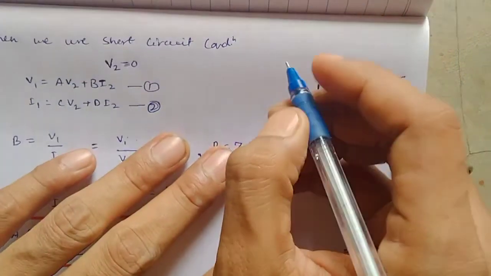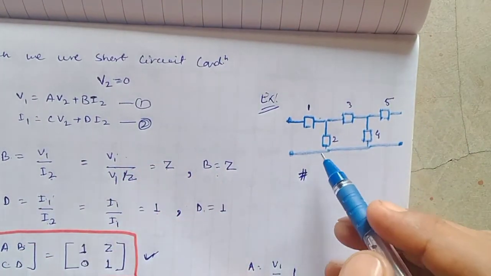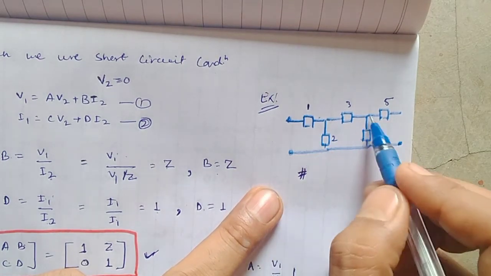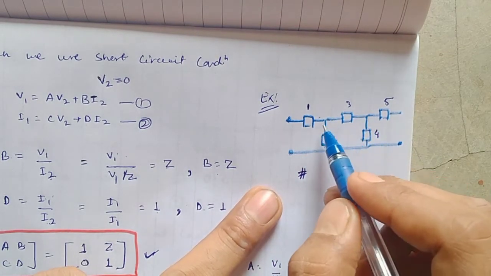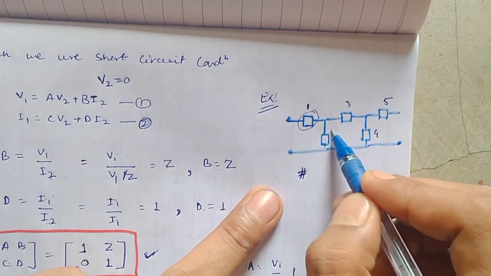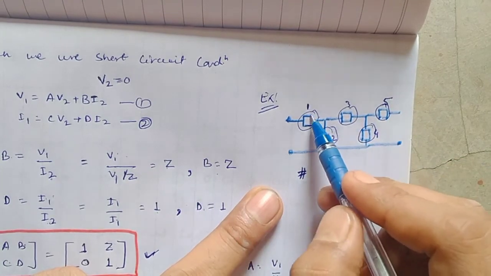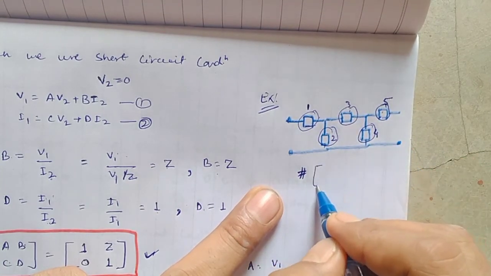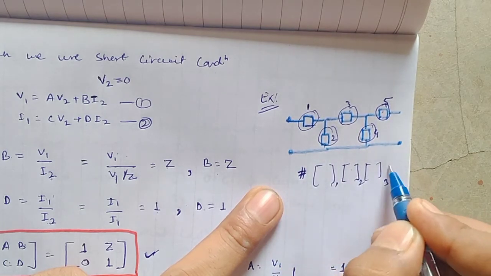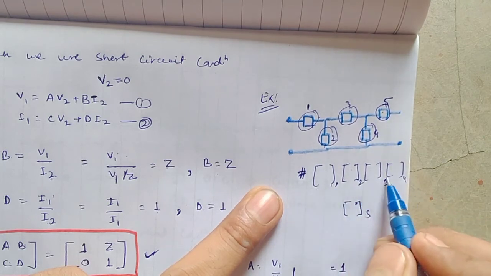So I will take one example here and tell you how to apply this impedance and admittance ABCD matrix. Here we can see this network is quite complex, but if we distribute it into single elements, this is a series, this is shunt, this one is series, this one is shunt and this one is series. So total 5 elements are there, so we will get 5 matrices.